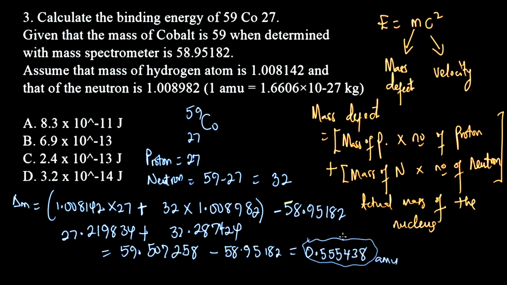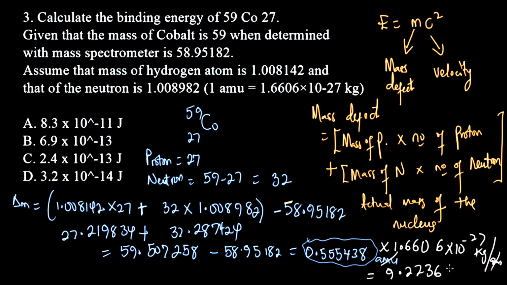We need to convert this to kilograms before we can use it in this equation. So we multiply with 1.6606 times 10 raised to power minus 27 kilograms per AMU. The AMU cancels out, and we have the value of the mass to be 9.2236 times 10 raised to power minus 28 kilograms.